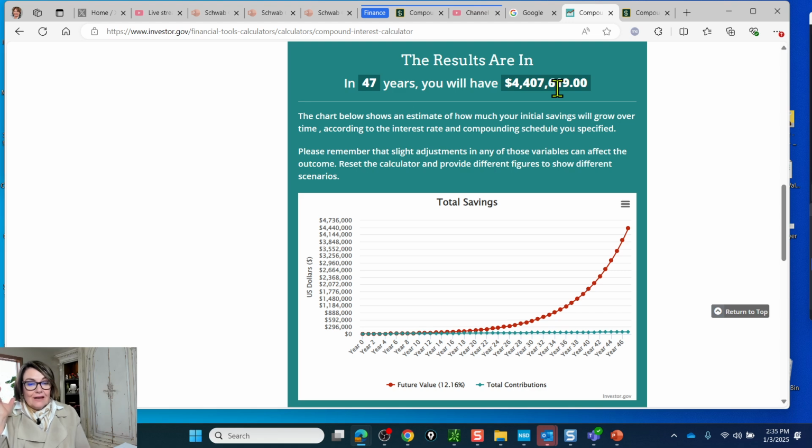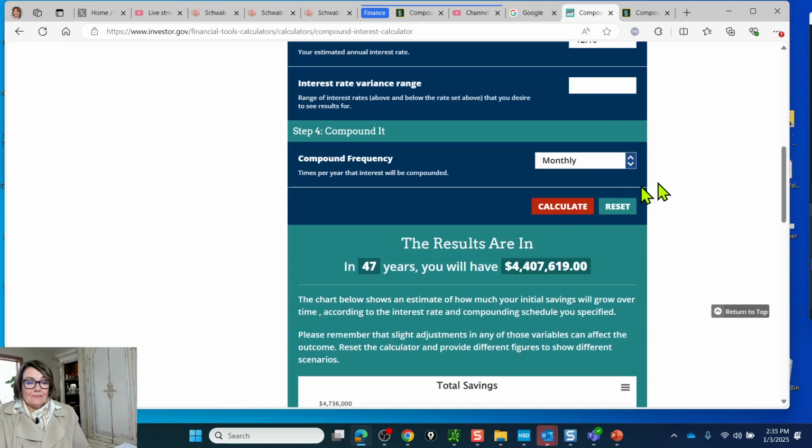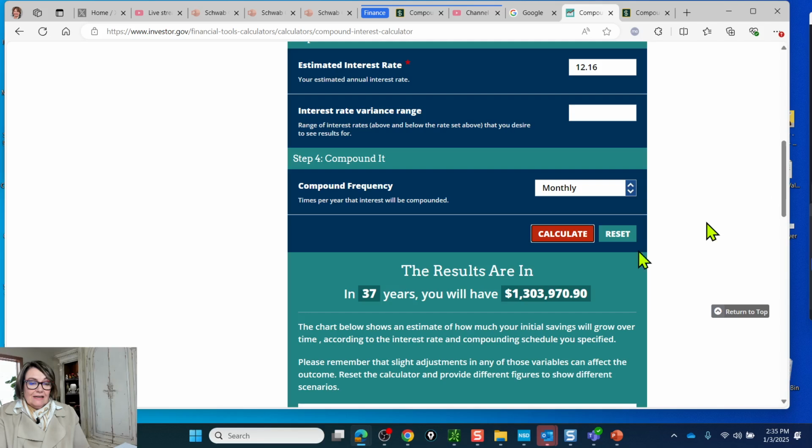But be careful. Because, let's say you hear this and you do nothing with it, and then you start 10 years from now and you end up only investing for 37 years instead of 47 years. Let's see what kind of difference 10 years makes. Our 4.4 million just went down to 1.3. So this, time is huge, my friends. So the sooner that you start, the better off you are.